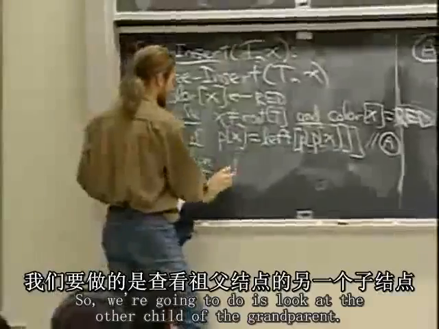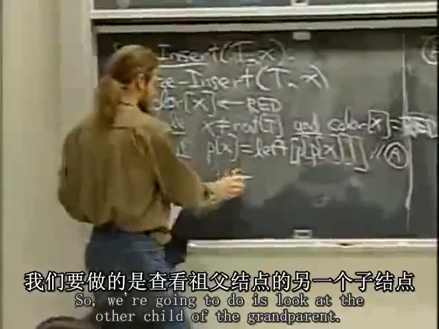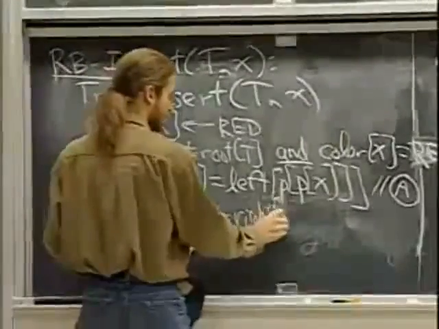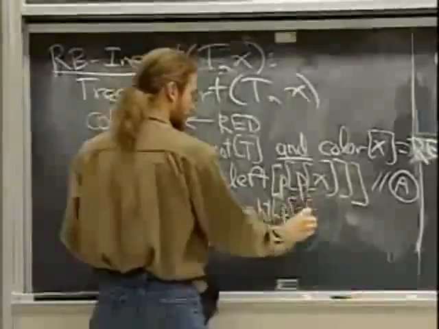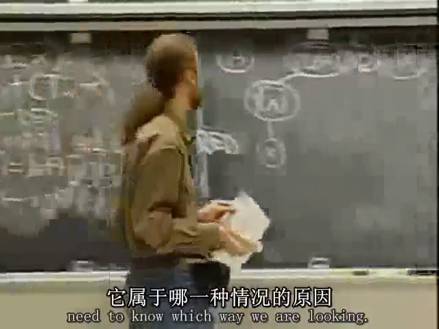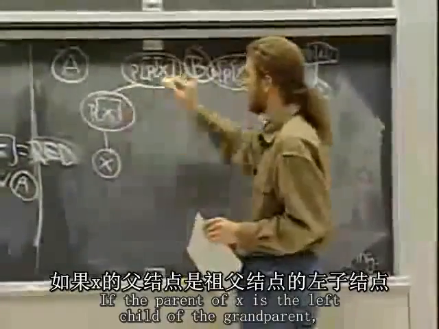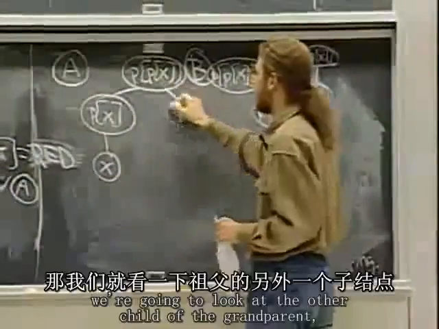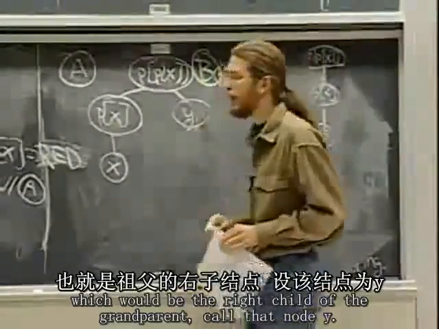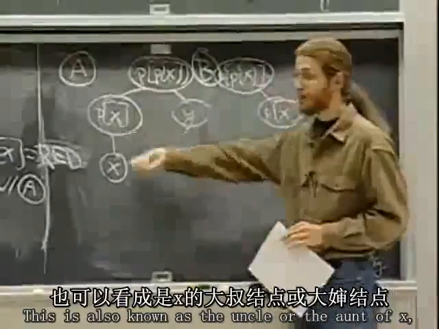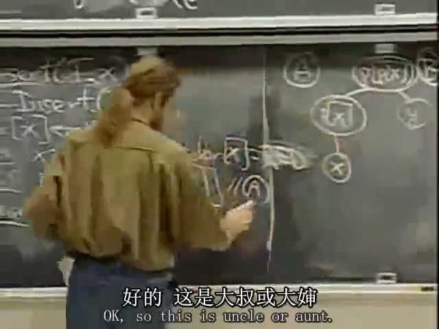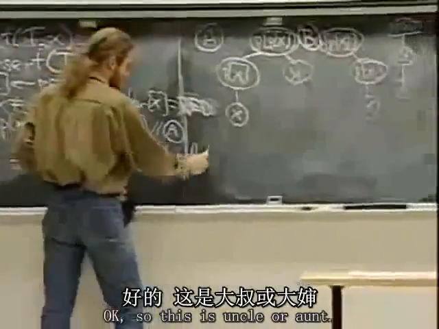So what we're going to do is look at the other child of the grandparent. This is one reason why we sort of need to know which way we're looking. If the parent of x is the left child of the grandparent, we're going to look at the other child of the grandparent, which would be the right child of the grandparent. Call that node y. This is also known as the uncle or the aunt of x, depending on whether y is male or female. Okay, so this is uncle or aunt.